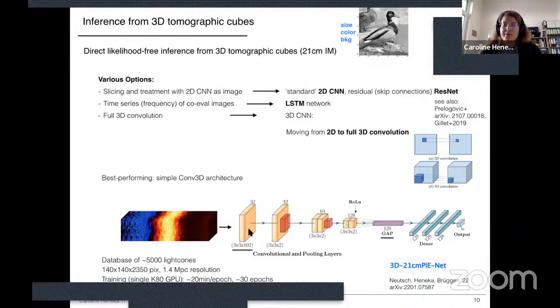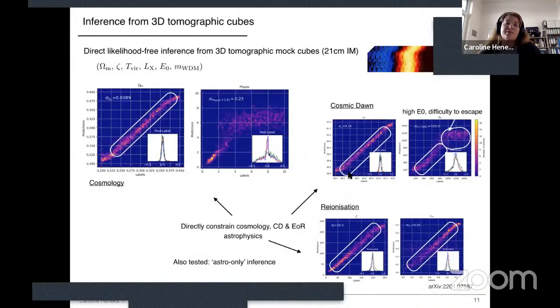When treating this type of light cone, it turned out for us that if we use different network architectures that fit the data structure, the best performing one is a full 3D network, a full 3D convolution, where we convolve down this full light cone into smaller 3D boxes. We then have an inference part of the network that answers the questions we're asking. In this first study, the question was: can we jointly infer properties that describe the cosmology, cosmic dawn, and ionization properties of these light cones?